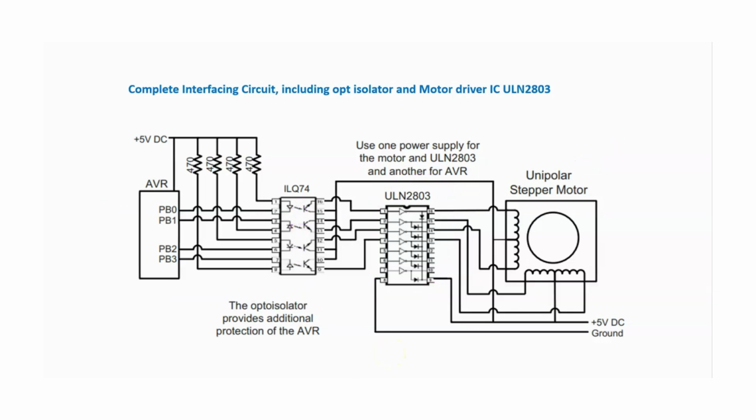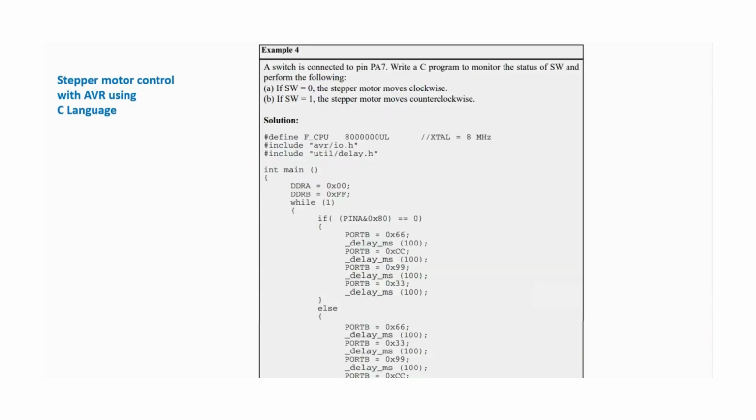So next, in the topic, we just discussed at last, example 4 of the book, which is the control of a stepper motor through C language code. So instead of assembly language, we are using C language, and the objective is bit change. There are two requirements: the motor should rotate clockwise when there is a switch SW with zero value.